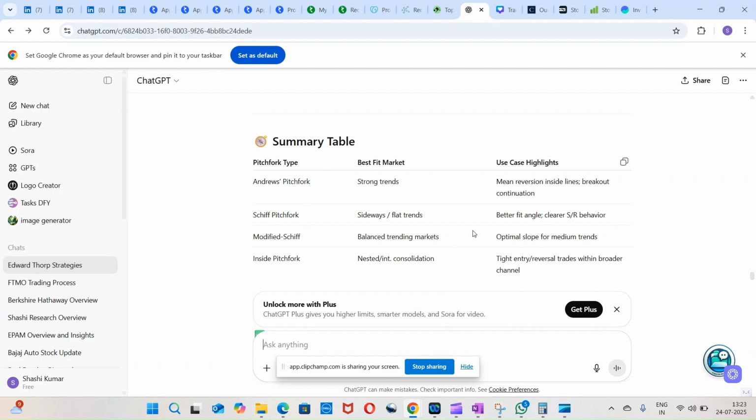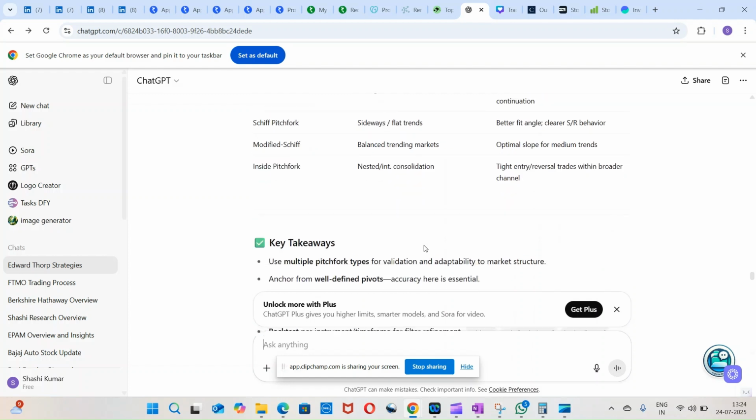Summary: Andrews Pitchfork is best fit for strong trends, and mean reversion you can trade, breakout or continuation trades you could do. Skiff Pitchfork, sideways or flat trends are a better fit. Clear support and resistance is there. Buy at the support and sell at the resistance you could do. Modified Skiff Pitchfork, balanced trending markets, optimal for medium trends. Inside Pitchfork is nested, internal consolidation is there. There you could do tight entry and reversal trades within a broader channel.